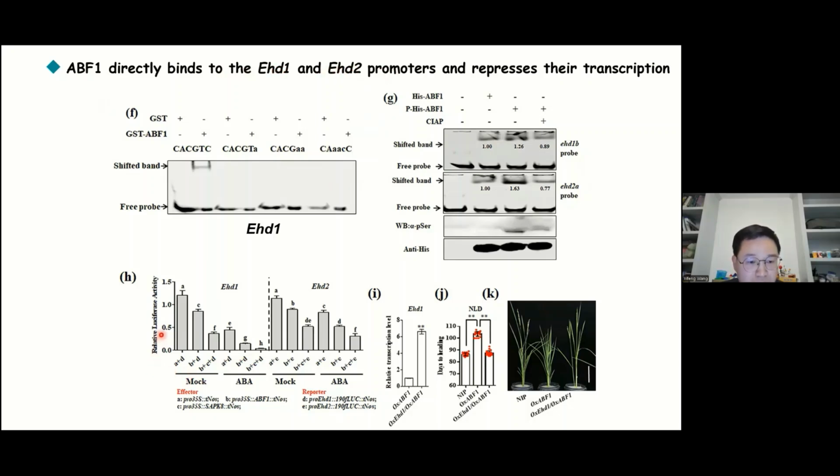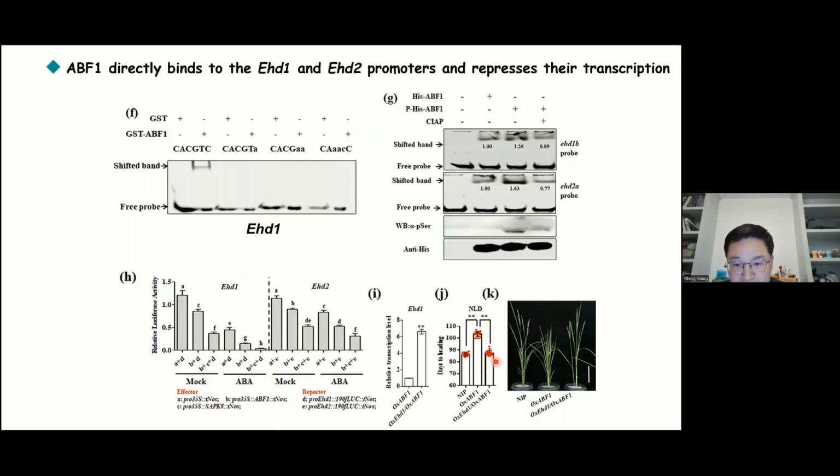Now ABF1 directly binds the HD1 and HD2 promoters. We used a luciferase transient transcription activity assay and found that ABF1 significantly repressed the expression level of HD1 and HD2. However, when ABA was applied, this suppression level was enhanced. Additionally, we added SPK10 and ABF1 together with HD1 and HD2. We found that when SPK10 was added together, the suppression level was also enhanced.